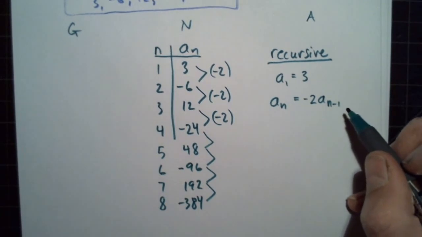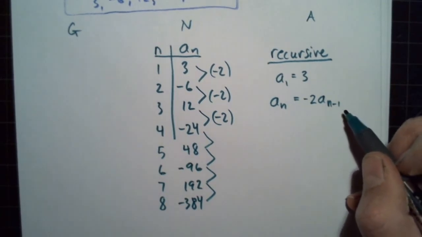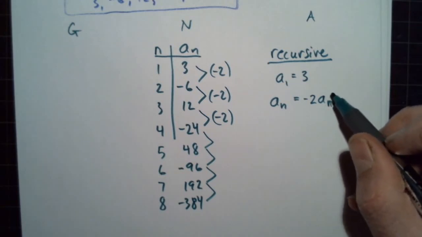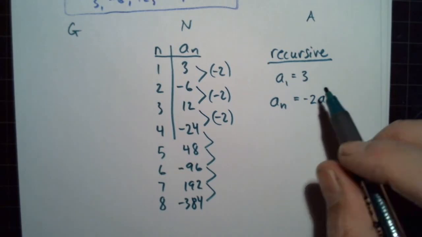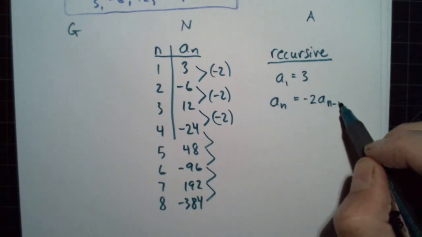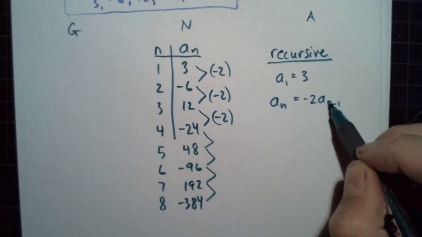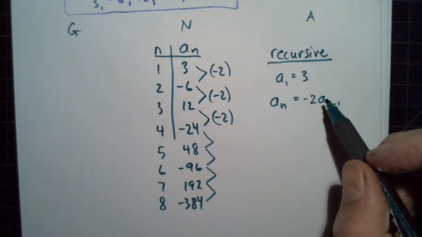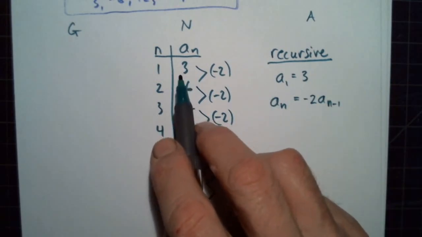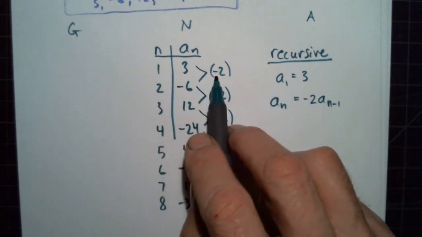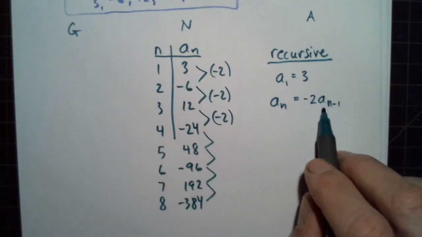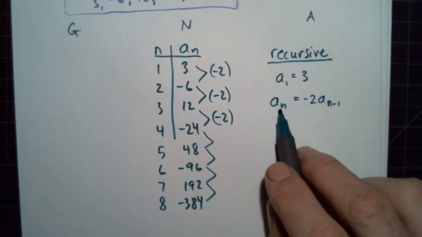Now this will require some effort to understand the difference between a subscript and an exponent or superscript. And what we're saying here is, if this is a2, then this is going to be a1. So it's the previous term. And this is saying that if you started with a1 to get to a2, you multiply the previous by -2. This says multiply the previous term by -2 to get to the next term.